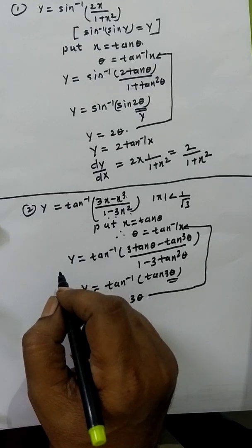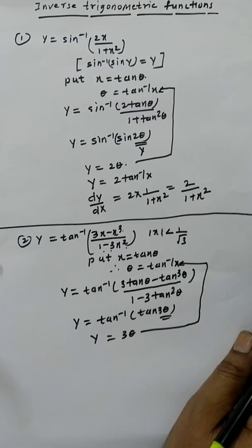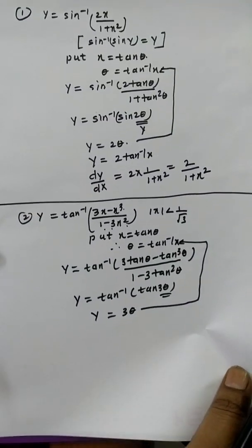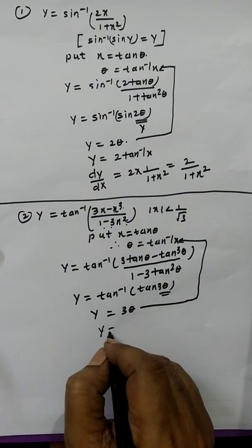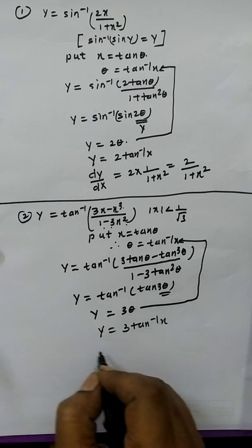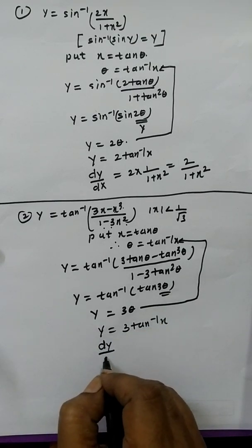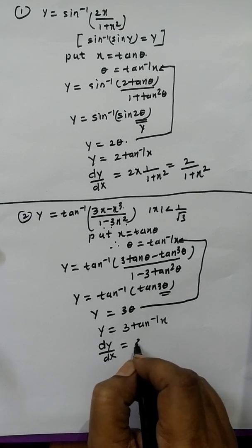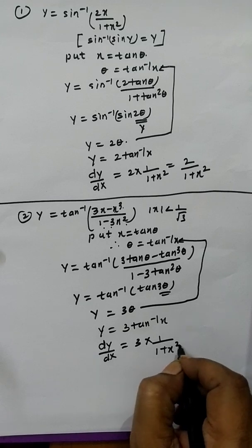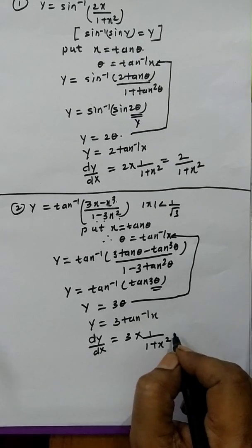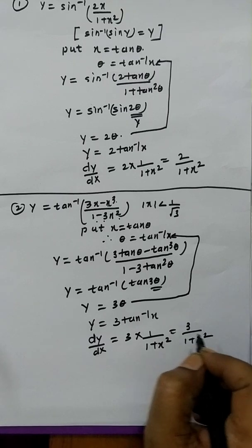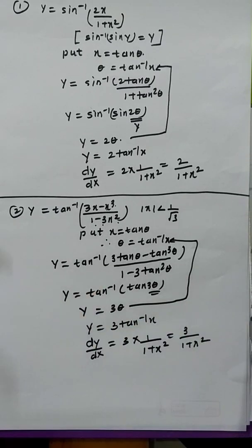Theta is tan inverse of x. So we can rewrite this as y equals 3 times tan inverse of x. Then you have to differentiate. So what is dy by dx? dy by dx is 3 into the derivative of tan inverse of x, which is 1 upon 1 plus x square. Or we can rewrite this as 3 divided by 1 plus x square.